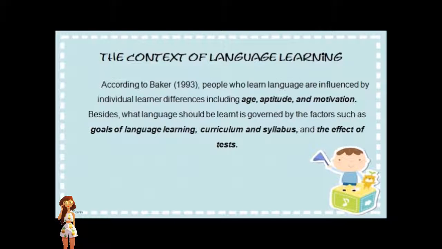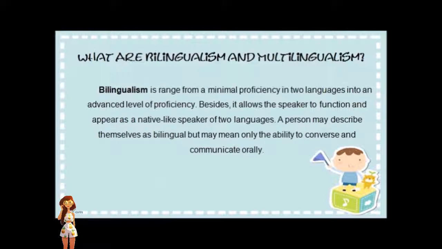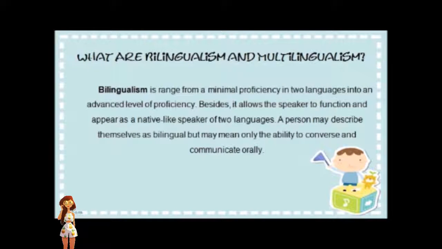And after that, what are bilingualism and multilingualism? Bilingualism ranges from minimal proficiency in two languages to an advanced level of proficiency. Besides, it allows the speaker to function and appear as a native-like speaker of two languages. A person might describe themselves as bilingual, but may mean only the ability to converse and communicate orally.